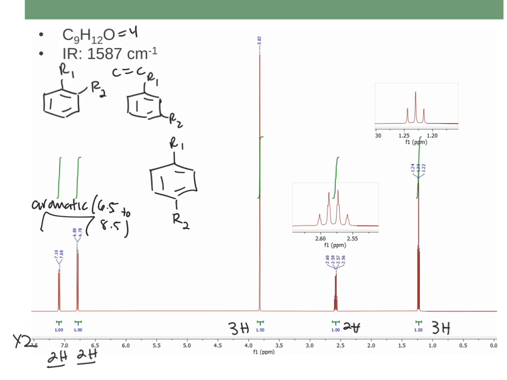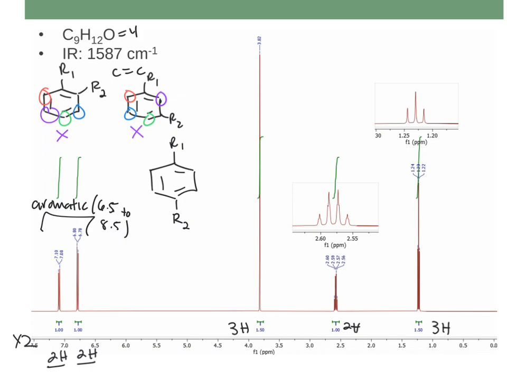So if I look at this first version here, right, I'm going to get 1, 2, 3, 4 different environments. 4 different environments, 4 different signals. I don't see 4 signals. I see 2 signals. So that one's out. Can't be that one. If I look at the next one, I see 1, 2, 3, 4 signals. Again, I don't see 4 signals. I only see 2 signals.